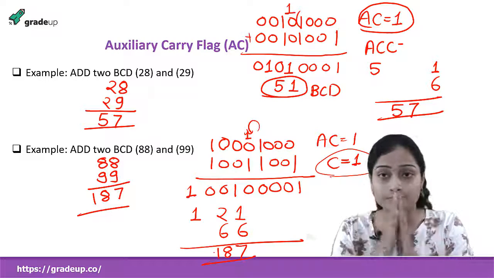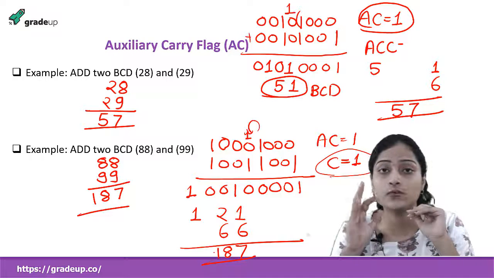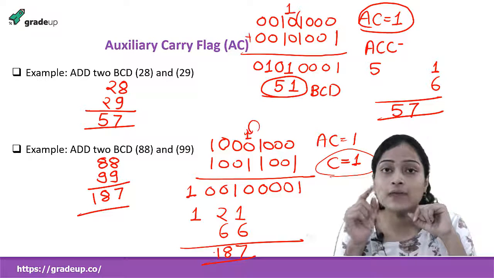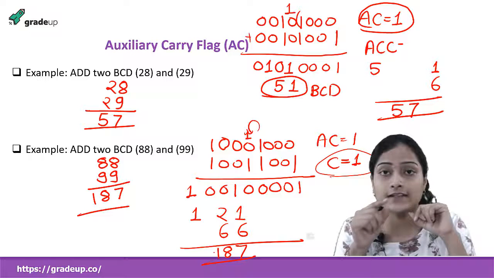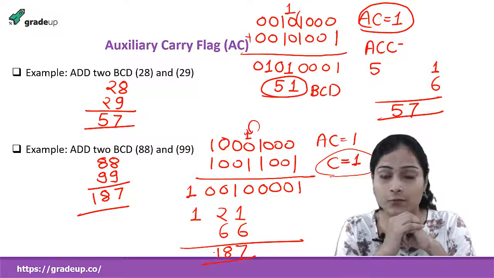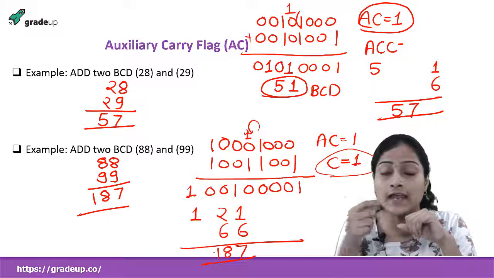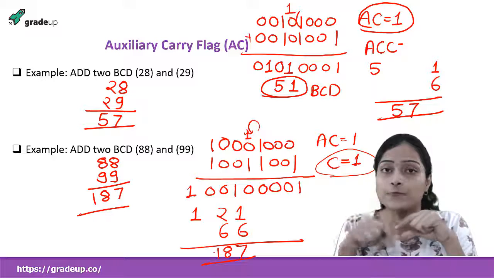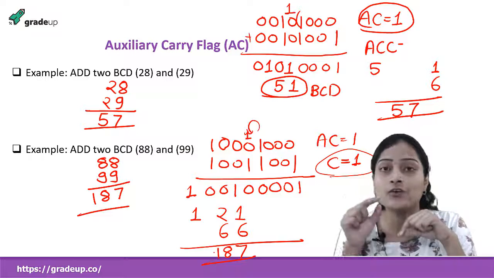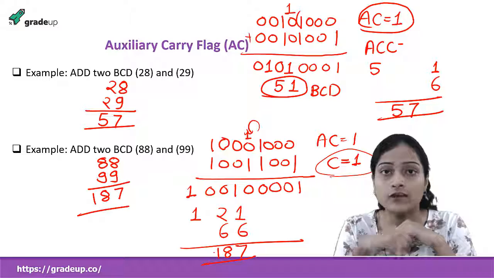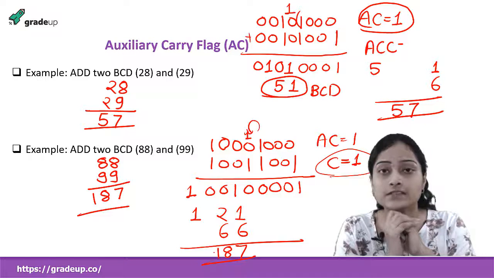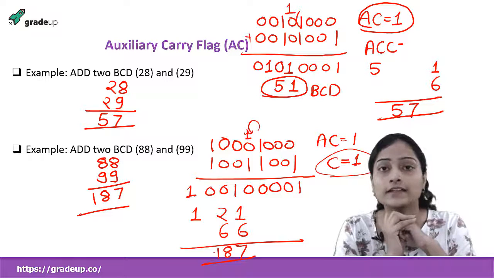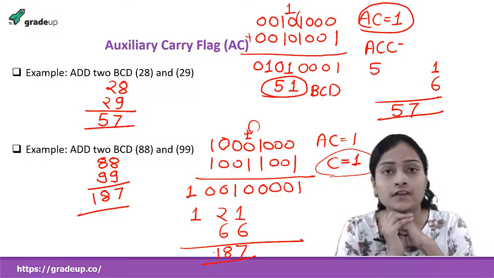So let us just recall the procedure we are going to follow. First of all, we will perform simple addition. Then we will check if any nibble value is greater than 9, then addition of 6 is performed. If nibble value is less than 9 and AC is generated, then you will add 6 to the lower nibble. And if a carry is also generated, then addition of 6 will also be carried out with our upper nibble. This is the procedure to perform BCD arithmetic using auxiliary carry flag. Now I think that you are clear with the concept of using auxiliary carry flag.